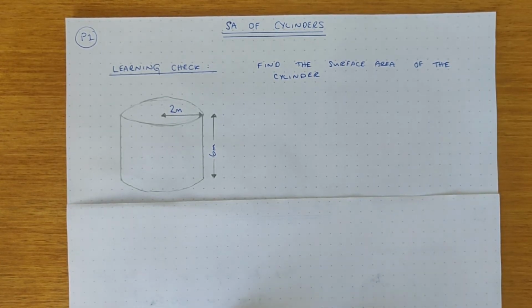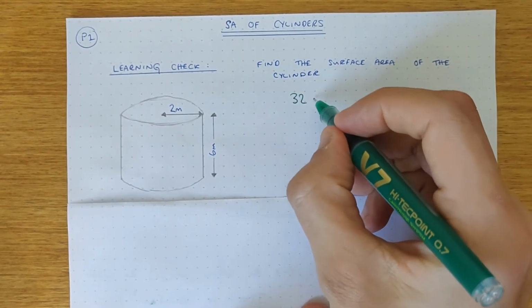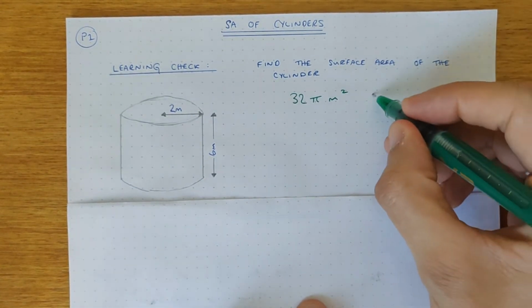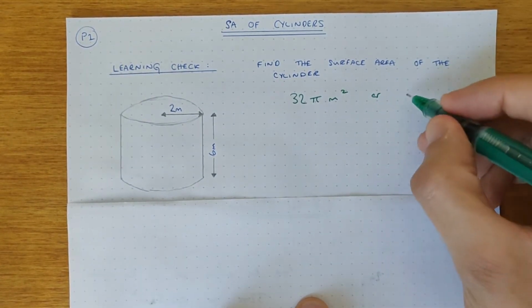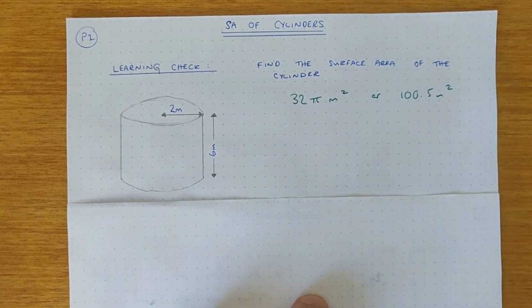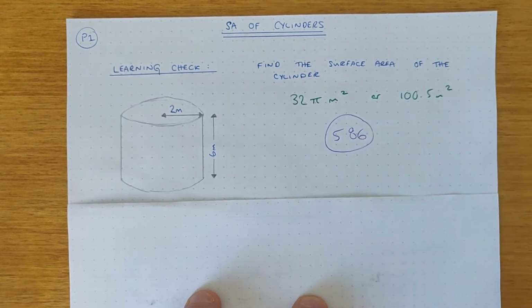Okay, so you should have got either 32 pi meters squared, or if you've written that out in full form, that's 100.5 meters squared. That's to 1 decimal place. If you haven't got that, you need to go back and revisit the Hegarty task, which for this topic is 586. So go back and try this one, please, to make sure that you're ready for this outcome.